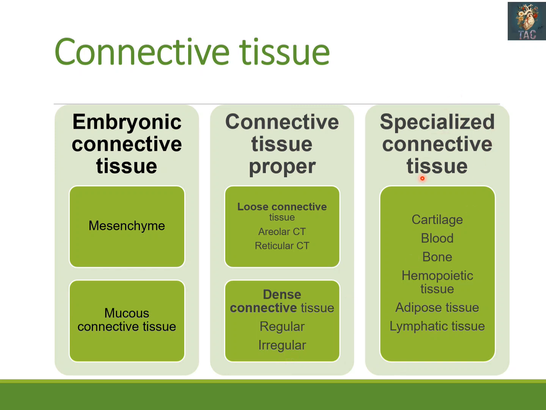Then we have the specialized types of connective tissue. These are the cartilage, the blood, bone, the hematopoietic tissue, the adipose tissue and the lymphatic tissue. As I have told you, we classify the different types of tissue on the composition and type of the fibers and the cells which are present in it, and also on the function. So these are the three major classes of connective tissue: the embryonic, the connective tissue proper and the specialized.